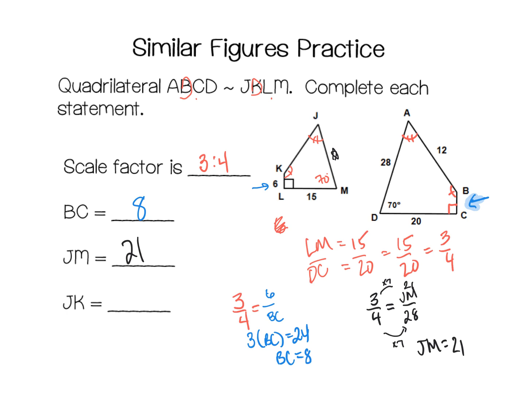And then finally JK. All right, so JK here, let's see if I can find another color. JK corresponds with AB over here. So my fraction looks like 3/4 equals JK over 12. So again, you can cross multiply or you can look at the pattern. This is times 3. So this would also be times 3. So 3 times 3 gives me 9. So JK is equal to 9.